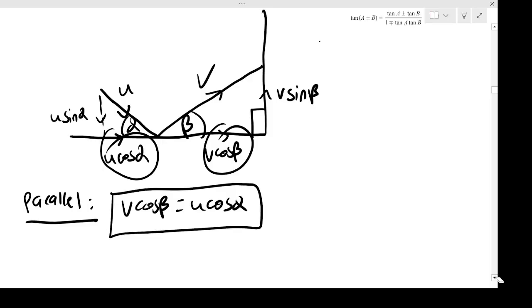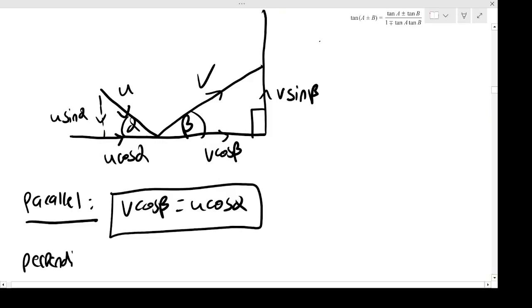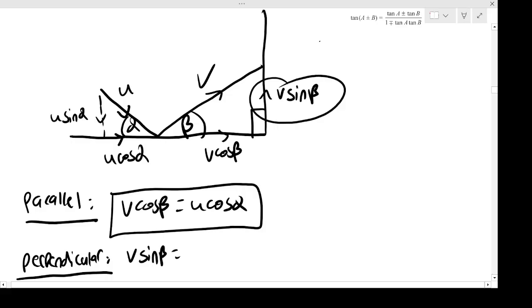If I then do the perpendicular components, that's going to be v sine beta. That's going to be e lots of the original u sine alpha, so e u sine alpha. And there we are, those are my two equations.